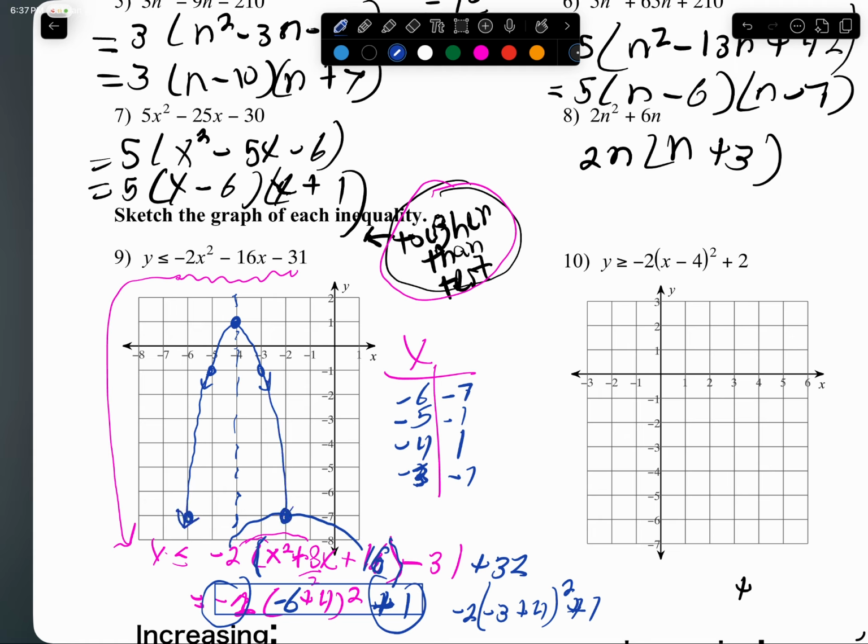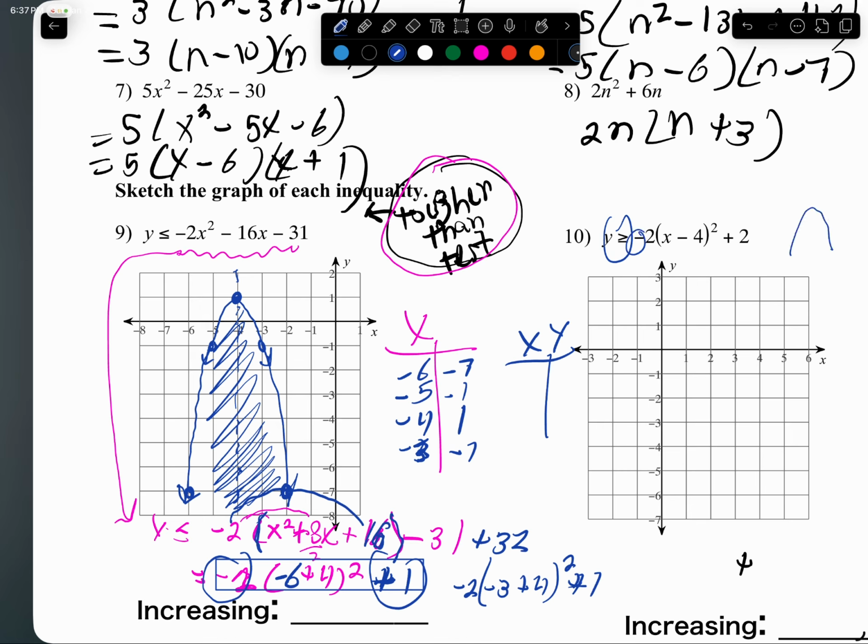Okay. Number 10 is already in vertex form. This could be an easy one on your test. You might need to get a couple of x, y points, but this is an easy one. So we know this is going to be upside down as well because of the negative. And we know that the shading is going to be out here, and we know it's going to be a solid line. So this one has 4, 2. 4, 2 is your vertex.